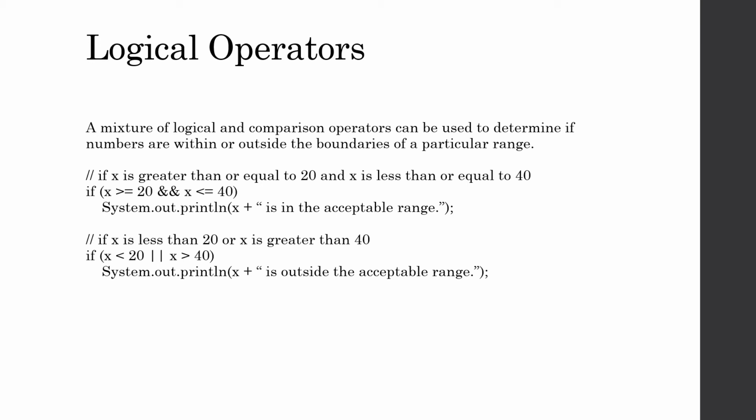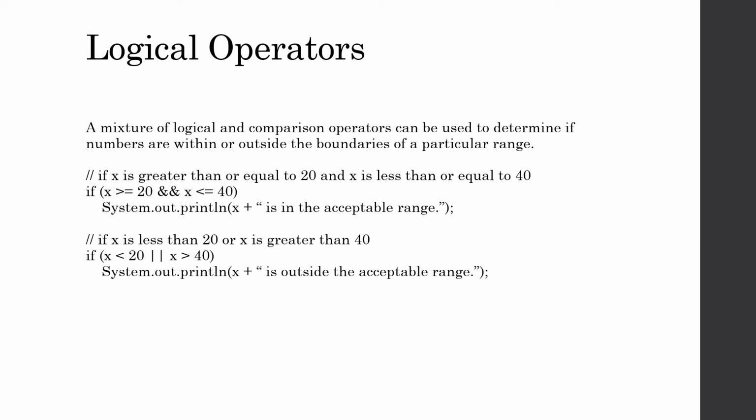So given this precedence, we can take a look at some slightly more complicated examples. In this particular case, I'm going to take a look at a practical example of using a combination of some comparison operators and some logical operators. We can use this mixture of logical and comparison operators to determine if numbers are within or maybe outside the boundaries of some particular range. So maybe if we're concerned with the set of numbers that are between, in this case, 20 and 40, we can actually use a combination of these operators to check that.